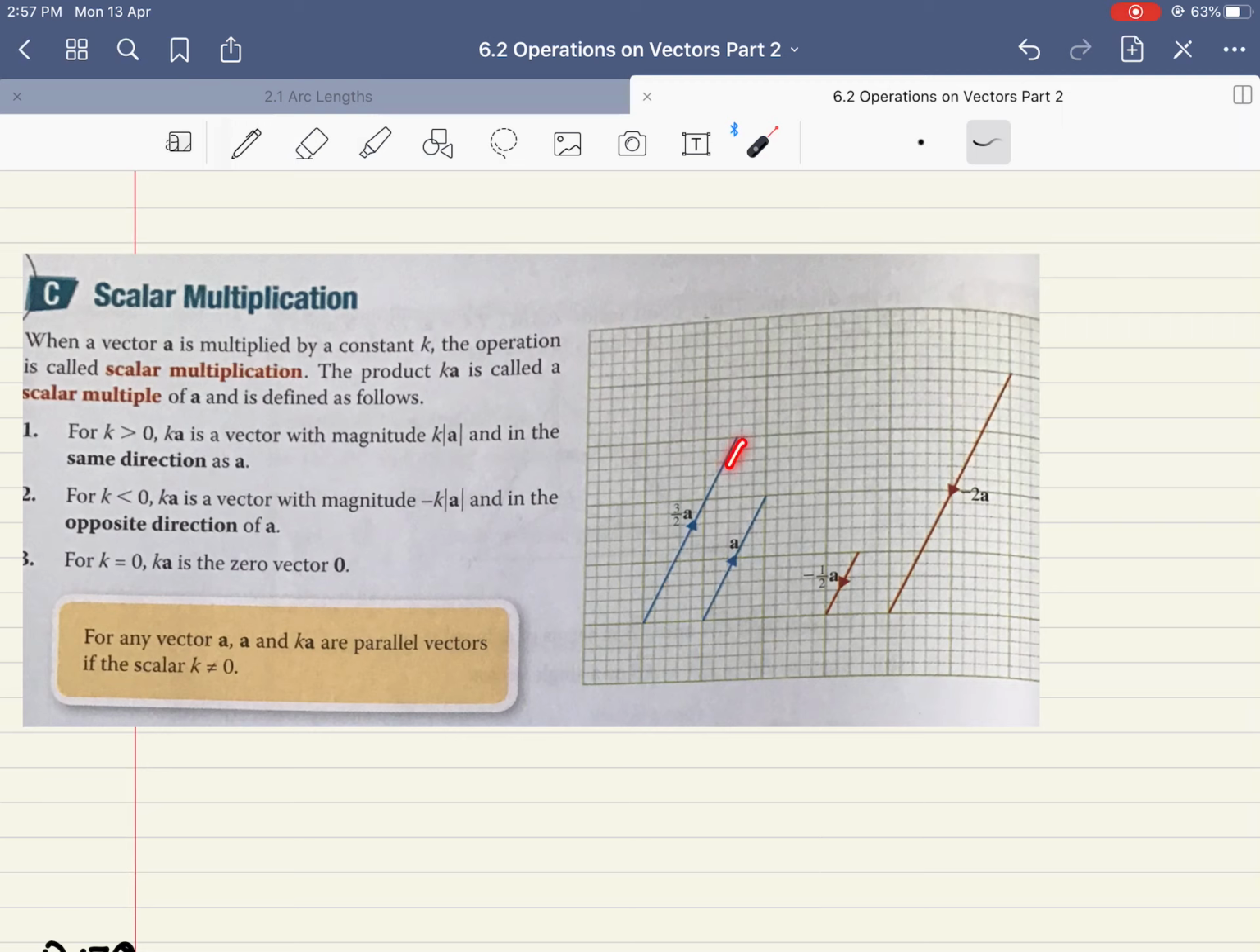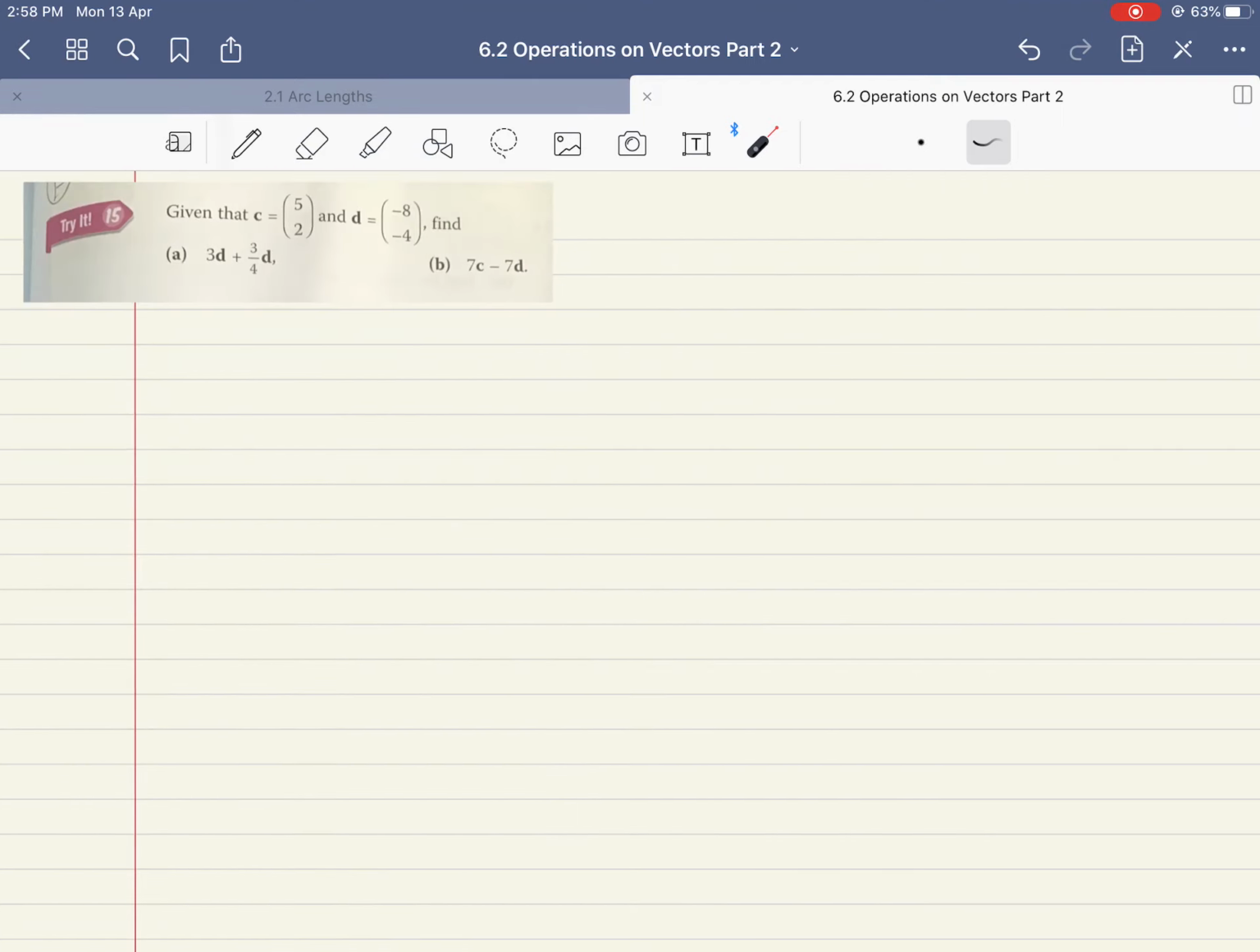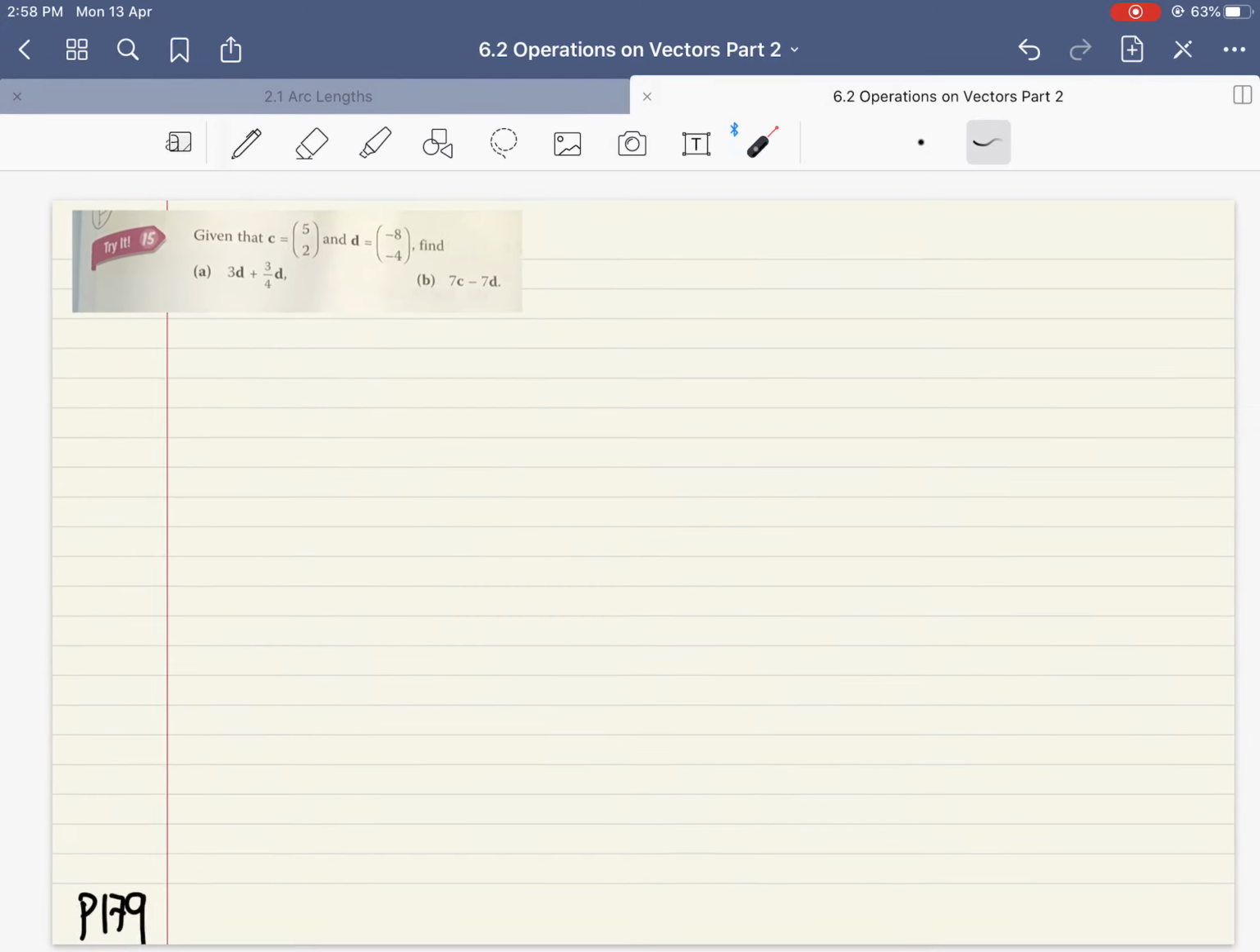Notice something about this. Whenever we have a scalar multiplication, all of them will be parallel. Only the magnitude will change, and the direction may change to the opposite direction, but all in all they will still be parallel.